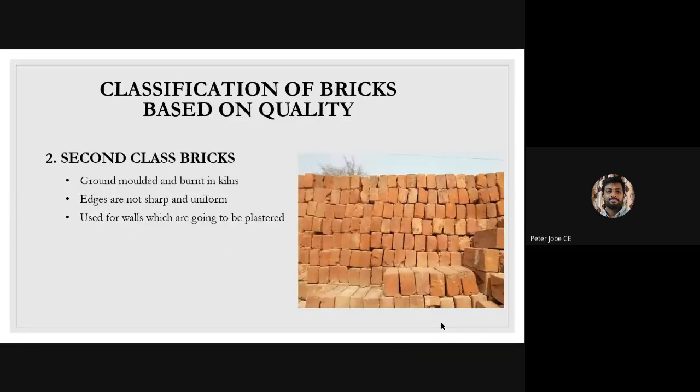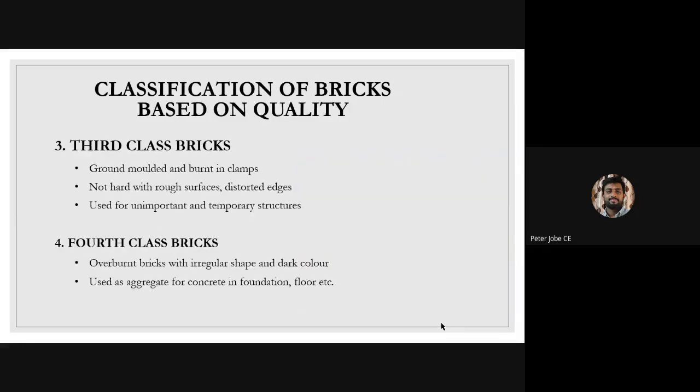But we can't project walls constructed using second class brick, mainly because in future it can absorb a lot of moisture from the atmosphere, and also it may not be of uniform shape, and it will be ugly to show walls constructed using second class bricks. Hence they will be covered with plastering. And also you need to understand that the cost of second class bricks will be much less than that of first class bricks. Next there are third class bricks and fourth class bricks, which will be of even lower quality than second class bricks.